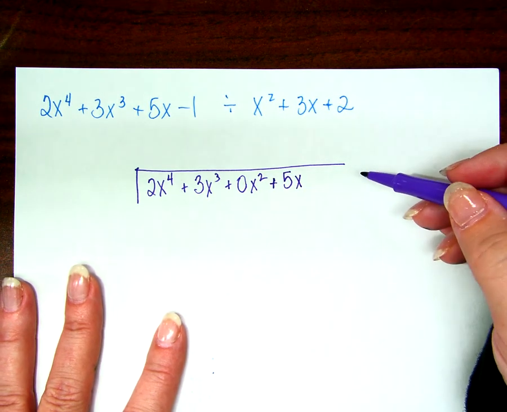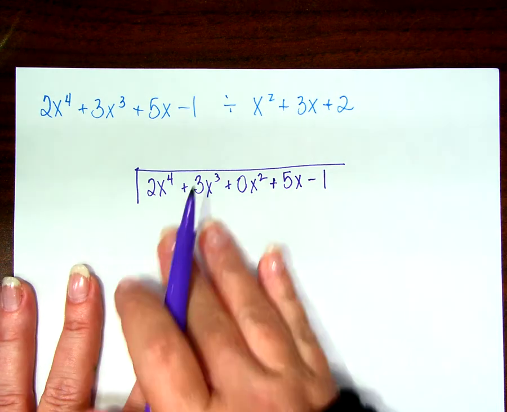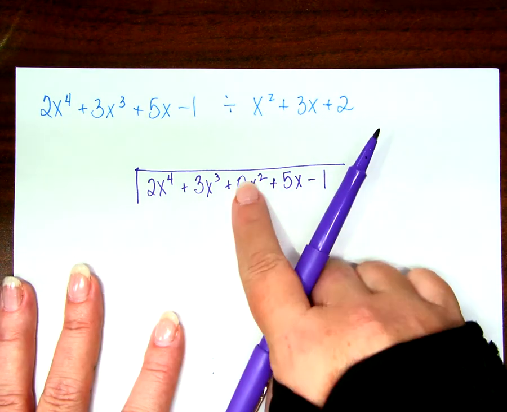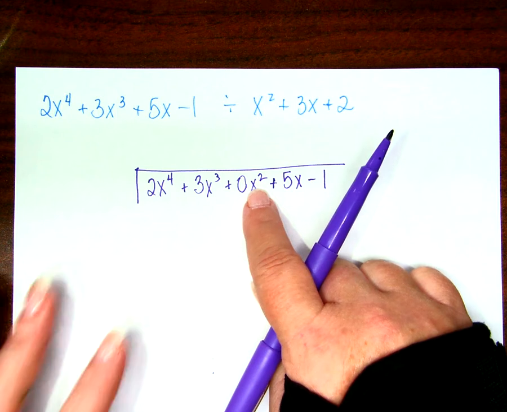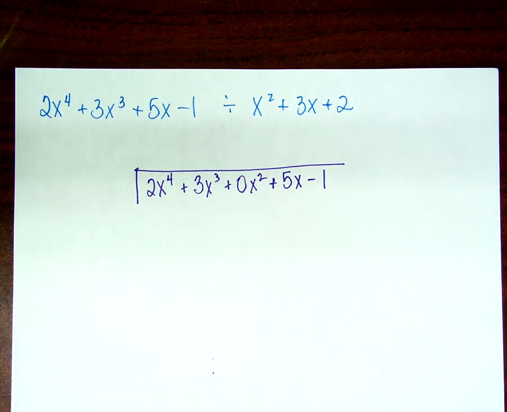Still, I have it, right? And then I need a constant. Anytime I don't have one of these, I put in a placeholder. I put in a 0x squared or a 0x or a 0x to the third. Whatever I don't have, I need, and I put in a placeholder. Does that make sense?